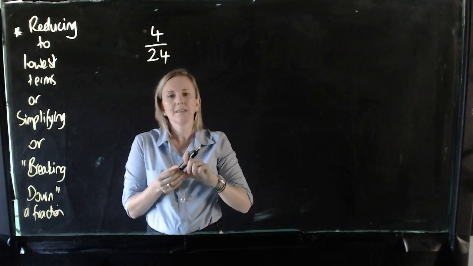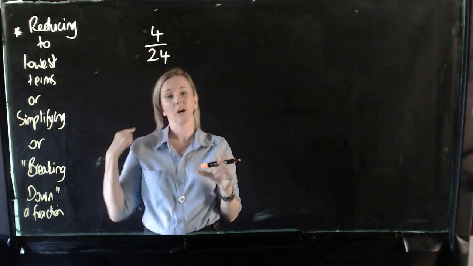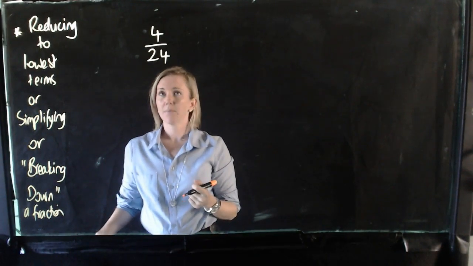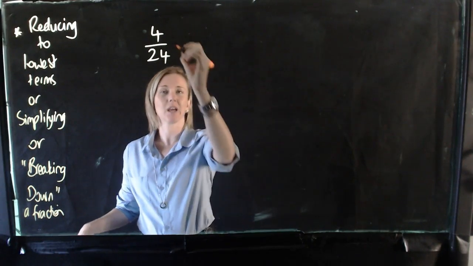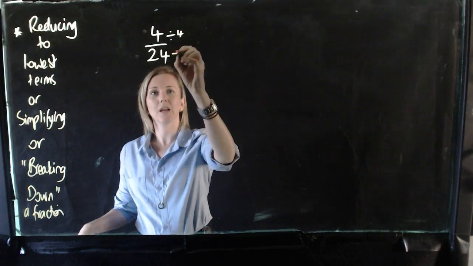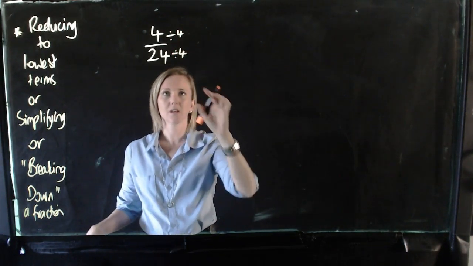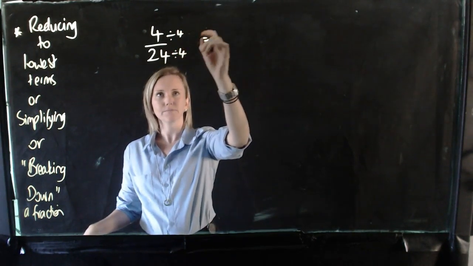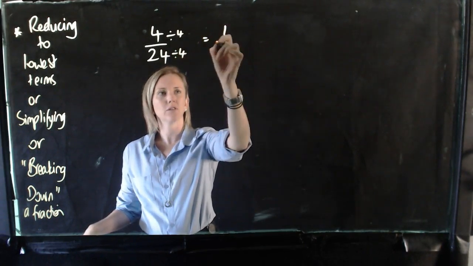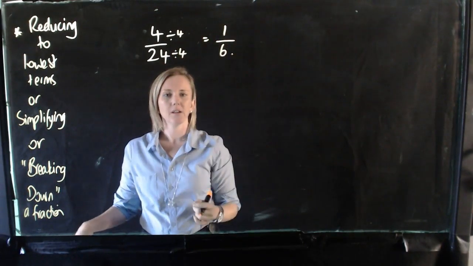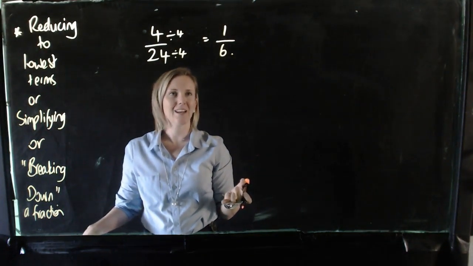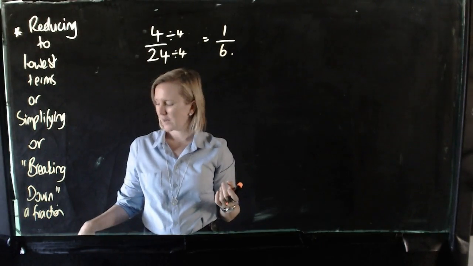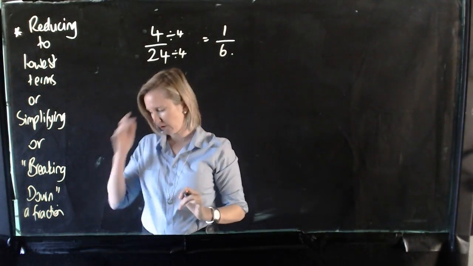Okay, so in this case you could probably think, well, 2 works. Yep, it does, but 4 also works, and that will save you a little bit of time here, okay? So all I need to do is, and you'd be showing your working just like this, 4 divided by 4 is 1, and 24 divided by 4 is 6, okay? Now you can't make that any smaller because it's 1 already, and you can't make 6 any smaller either in this sort of fraction.